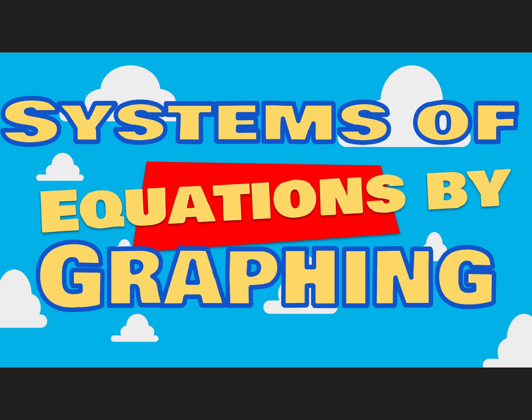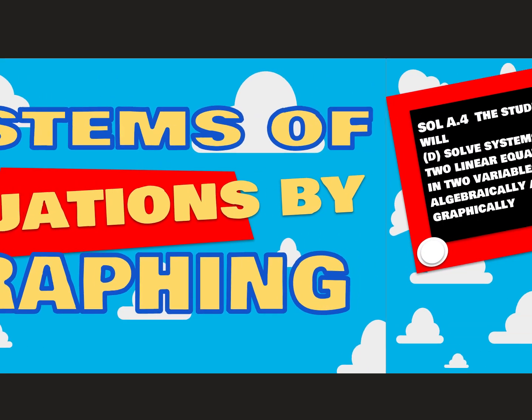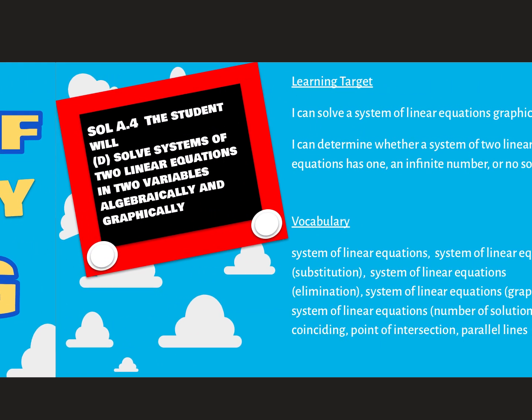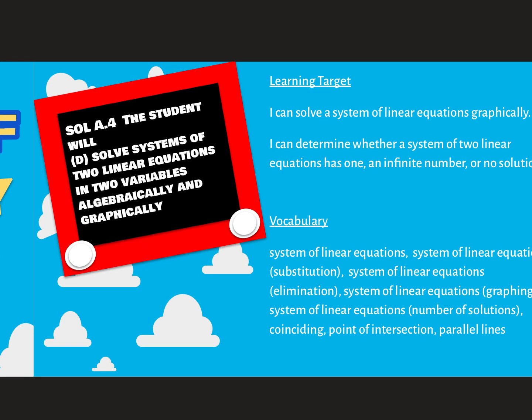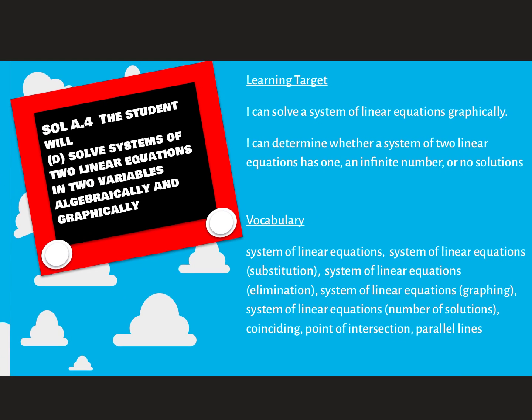So for today's lesson, we are going to take a look at systems of equations by graphing. All right, so this is a portion of SOL 8.4. The student will solve a system of two linear equations and two variables algebraically and graphically. So today we're just going to look at graphically. So learning target for today, I can solve a system of linear equations graphically. I can determine whether a system of two linear equations has one, infinite number, or no solution.